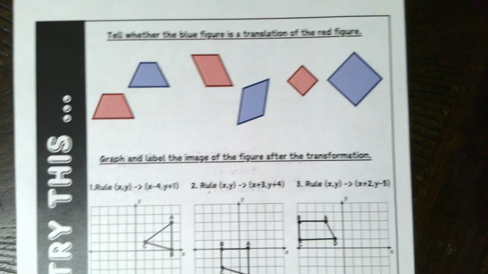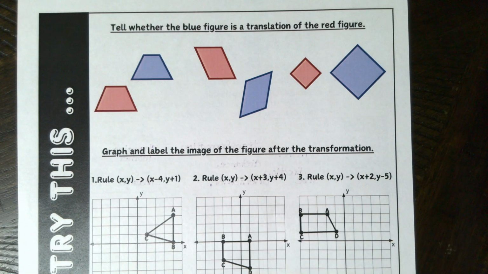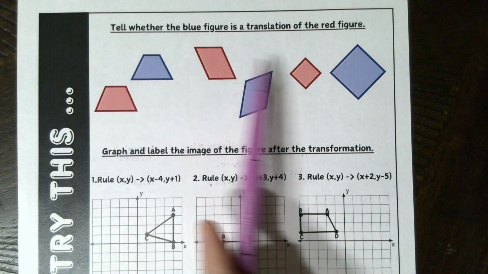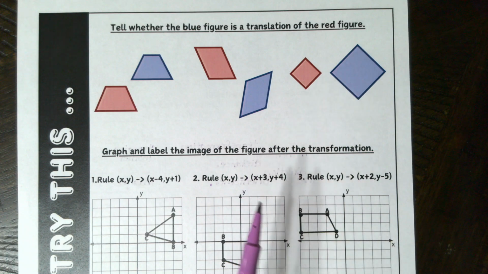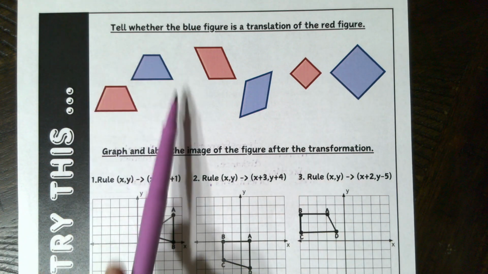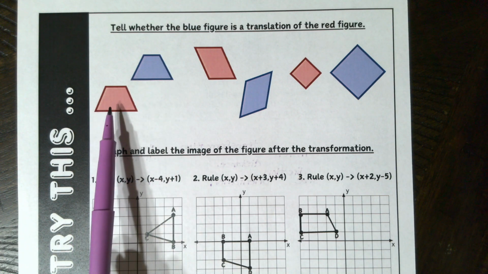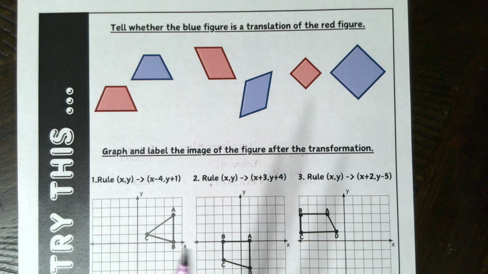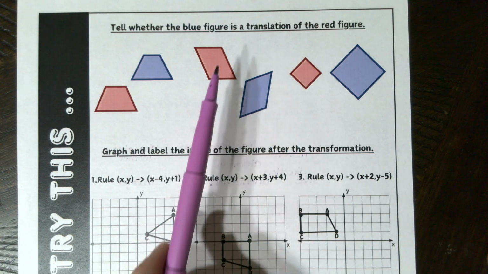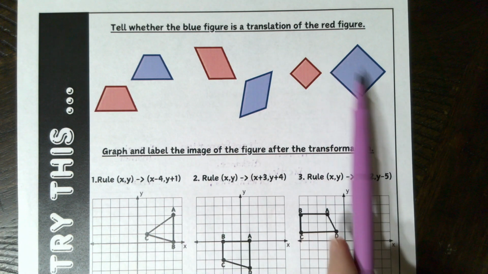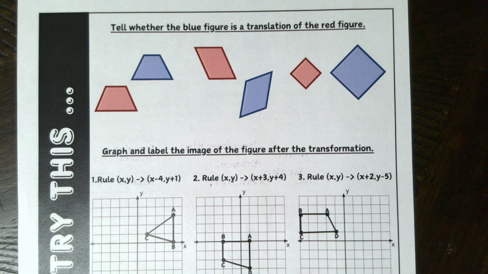So you're going to do all of these by yourself. I'm just going to briefly walk you through them. So tell whether the blue figure is a translation of the red figure. So you're going to look at these images. Is the blue figure a translation of the red figure? Yes or no? Does it just move horizontally and vertically and it does not change size or orientation? What about this one? What about this section? Tell me if yes, no, yes, whatever the answer is, okay?